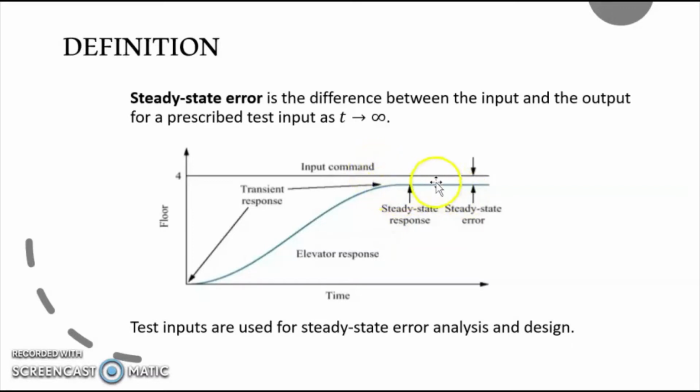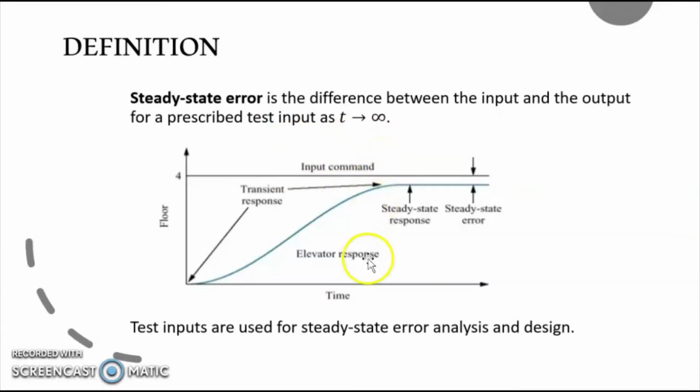Then for this part, we want to see the steady state. So if you could see here, the user presses number 4, but the elevator goes only until here. It doesn't reach exactly level 4, meaning it doesn't reach a certain level. So you could see here there's a slight small steady state error. So this is what we want to analyze. It's the difference between the input and the output for a prescribed test input as t approaches infinity.